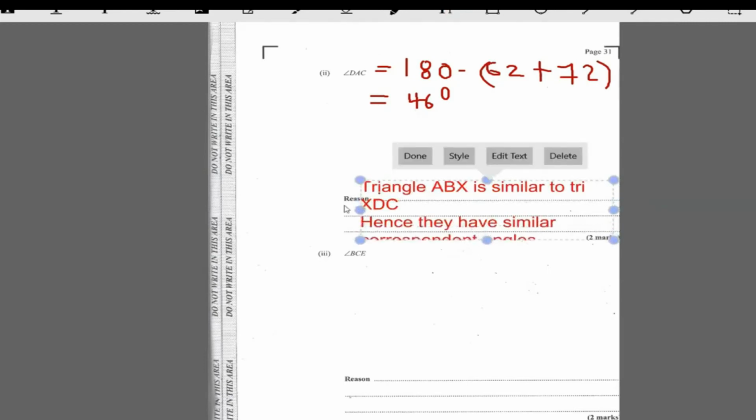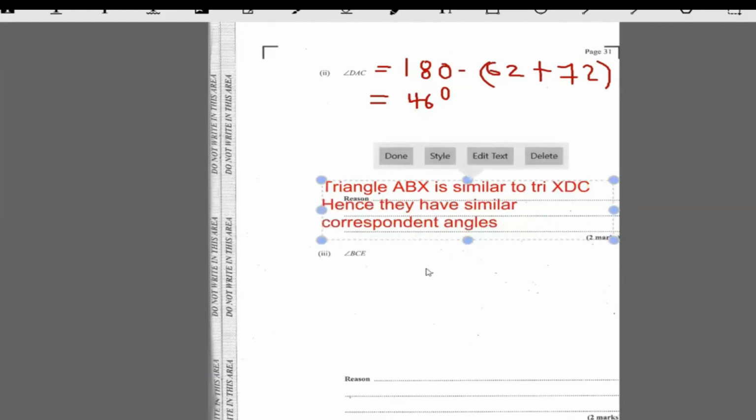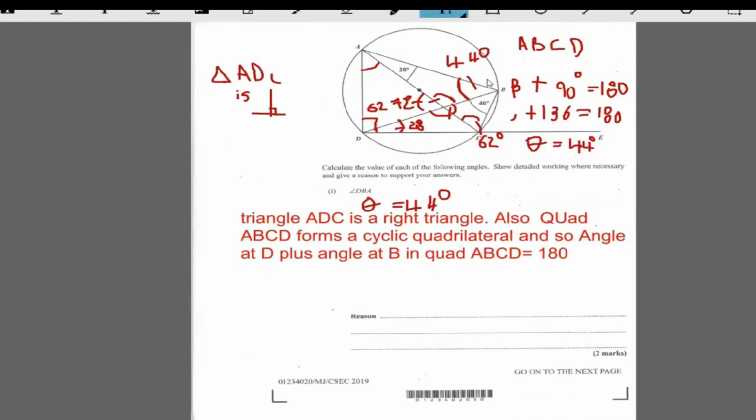And so now the next part of the question is asking for angle BCE. Please find BCE. Angle BC, where's E? Oh, angle BCE.